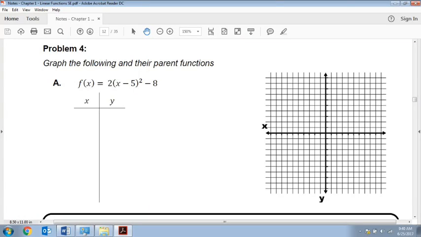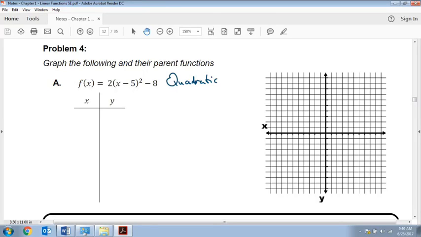All right, this is chapter 1.2. This is problem 4. And it says graph the following independent functions. This is essentially just like problem 3. We just ramped it up a little bit. We just got more to it. So this, we have a squared. So that means this one is quadratic.